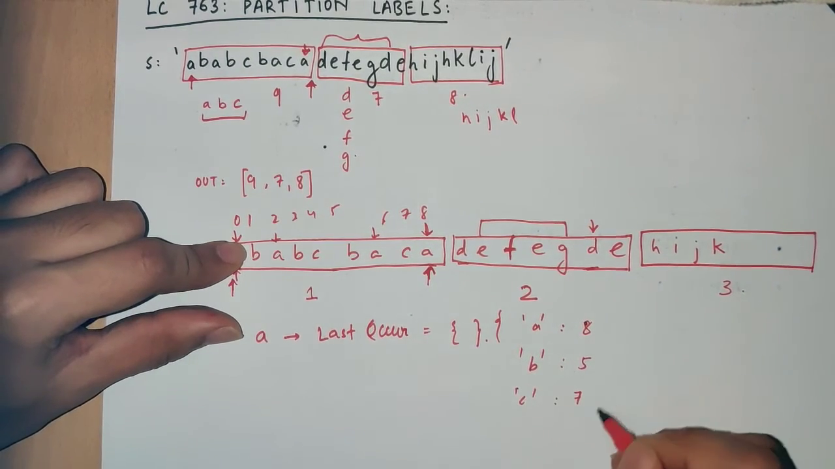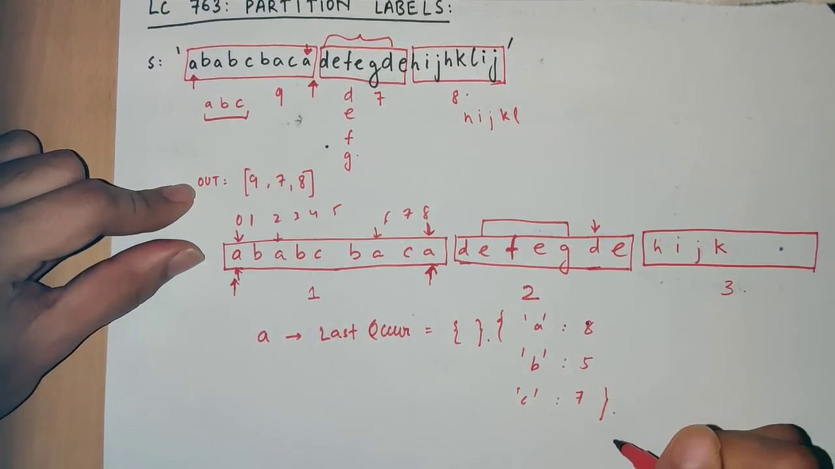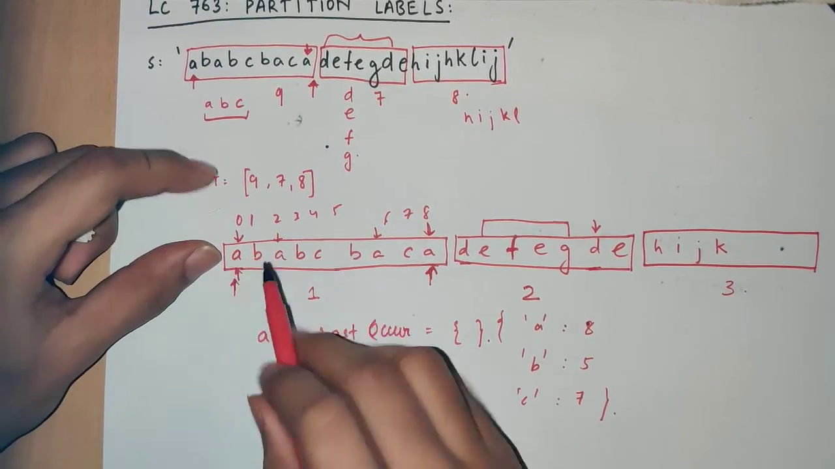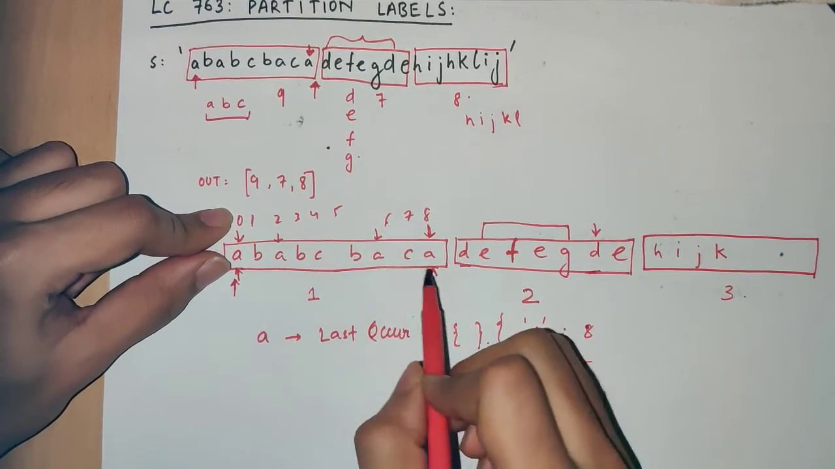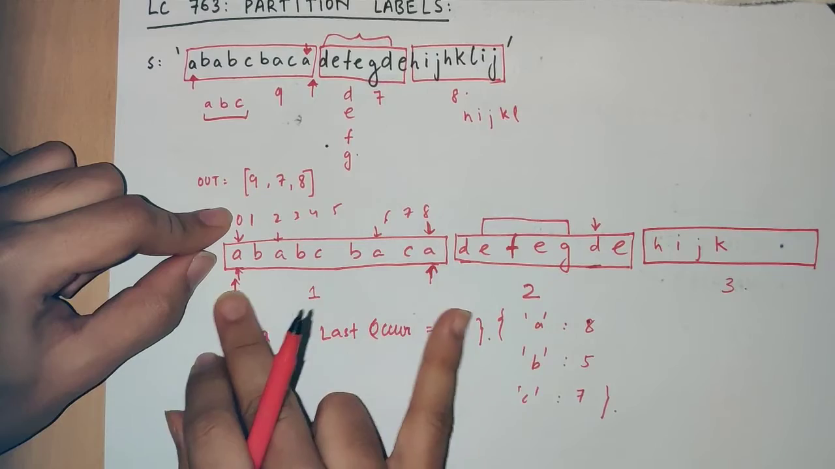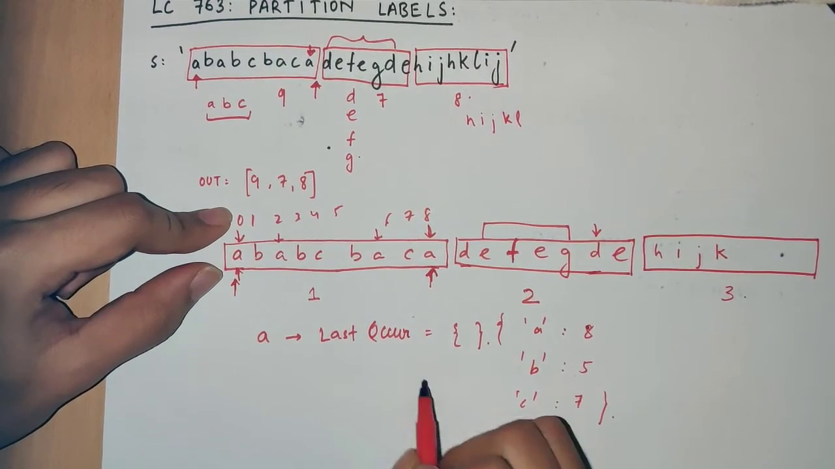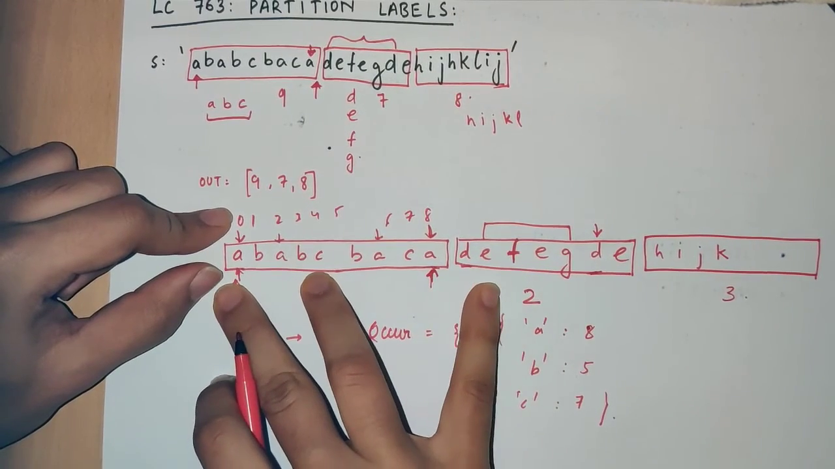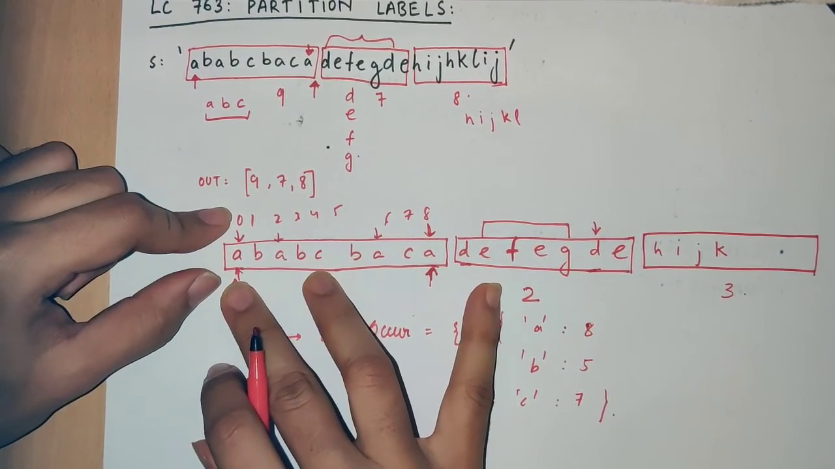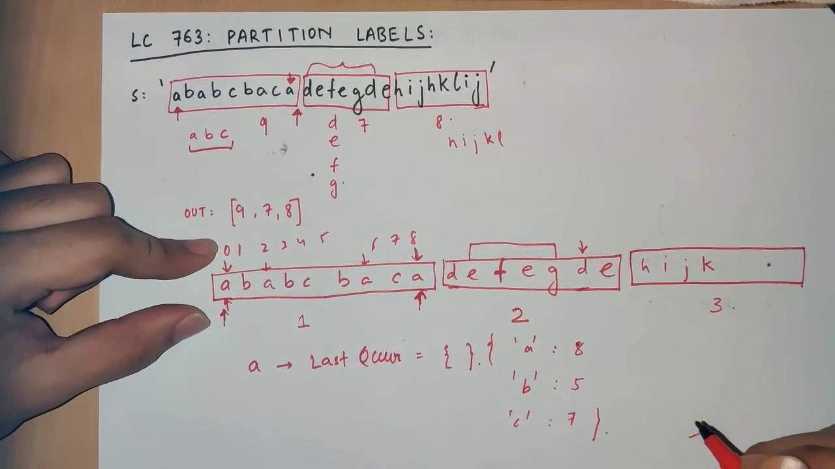So in this case we keep on iterating the array and we store the last occurrence, and for every element we check what its last occurrence is and see whether the partition range we have selected is within that last occurrence or not. If it is not, then we just increase the range a little bit more, and continue in the same way. So this is how we solve Partition Labels.